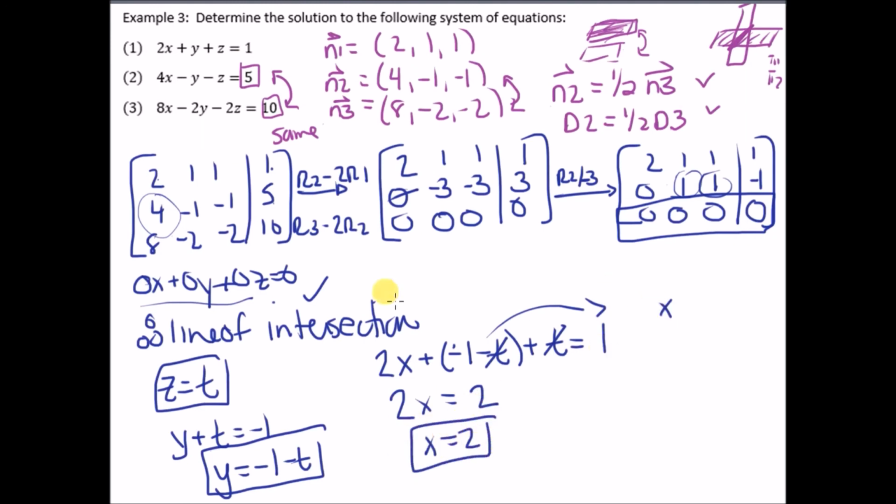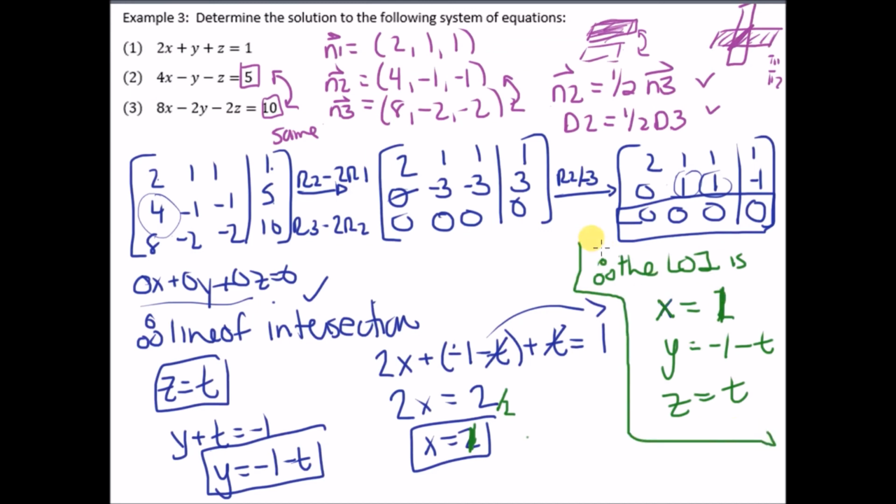Okay, so the parametric equation, switch the color again. Therefore, the line of intersection is x equals 2, y equals negative 1 minus t, z equals t. Sorry, this is x equals 1. 2 divided by 2 is 1. So sloppy. My mistake. Okay, there's our line of intersection. So again, it's two planes lying on top of one another, and then we have a line that cuts through it.